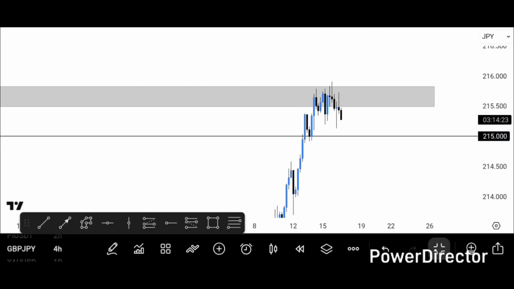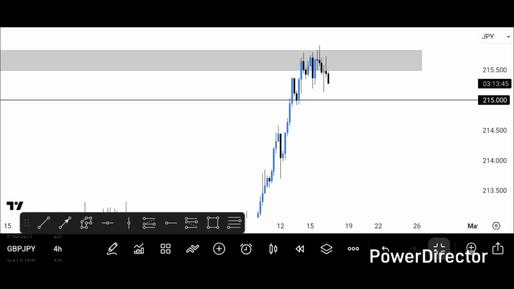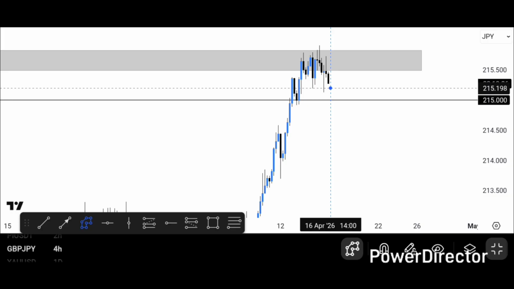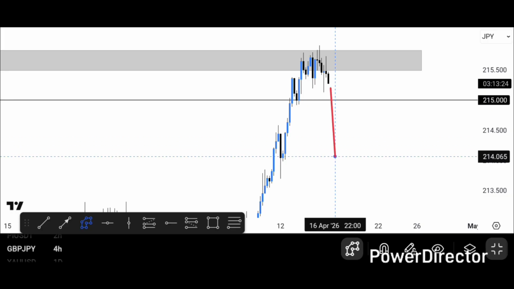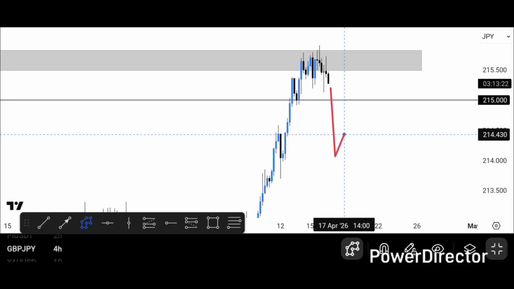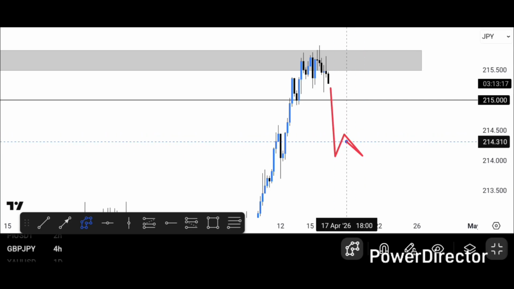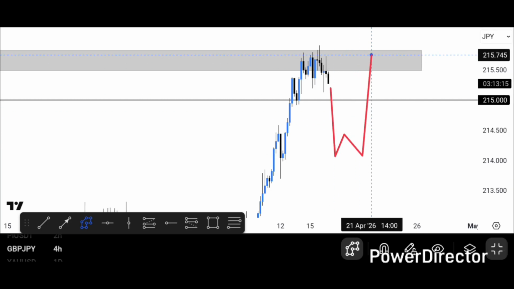Me personally, I will wait because I don't trade retracement. I like to trade with the trend. What I'll do is just wait for price to drop, however low it wants to drop to. You just wait for price to give you a reversal pattern after the drop. Let's say for example we drop all the way down to the zone, then you just wait for price to give you a double bottom, something like this. From there you enter longs, target the last high.